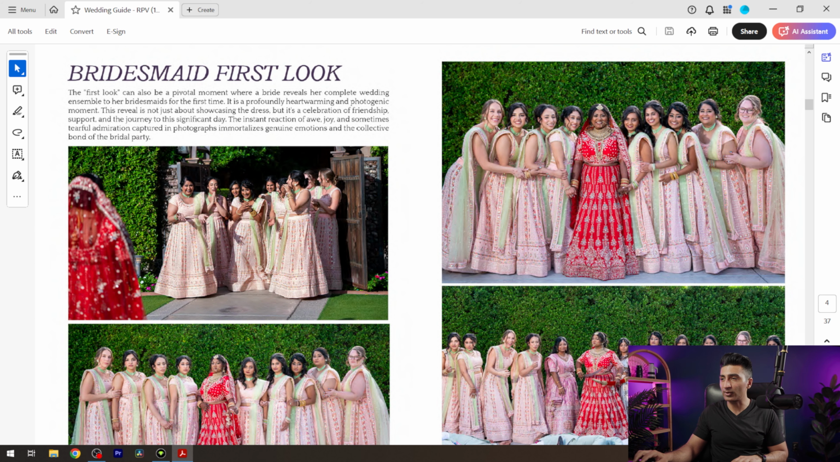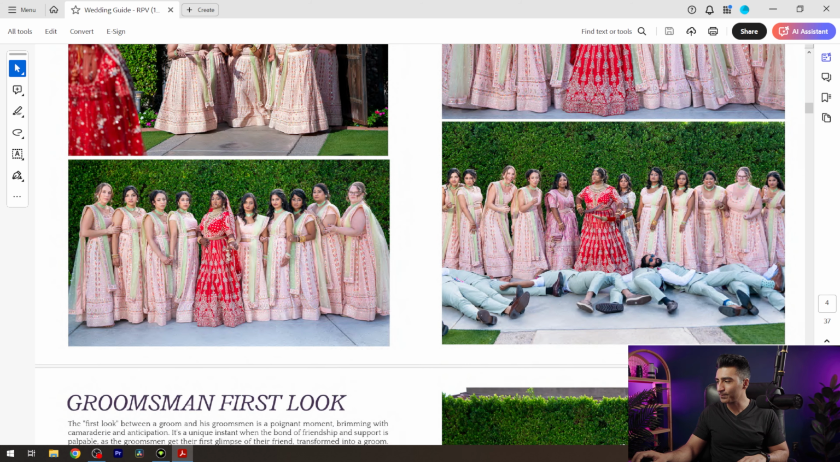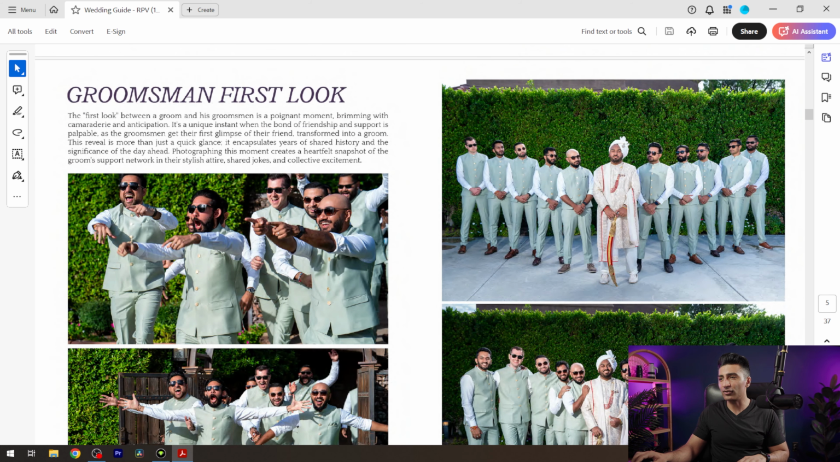And this is really a special, intimate moment. We also do some fun photos here as well. So if groomsmen want to join in, that's also something that we always encourage. But if not, then we go right into the groomsmen's first look.